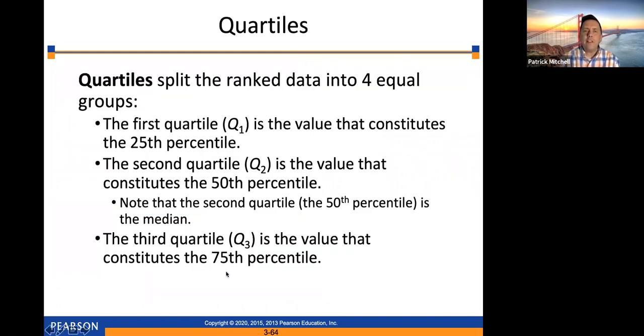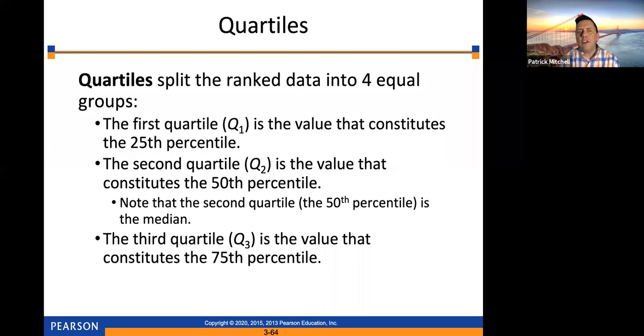All right, that brings us to quartiles. Quartiles split the rank data into 4 equal groups. The first quartile, Q1, is the value that constitutes the 25th percentile. So just remember the first quartile equals P25, the 25th percentile. The second quartile, Q2, is the value that constitutes the 50th percentile. Note that the second quartile is the same thing as the median.